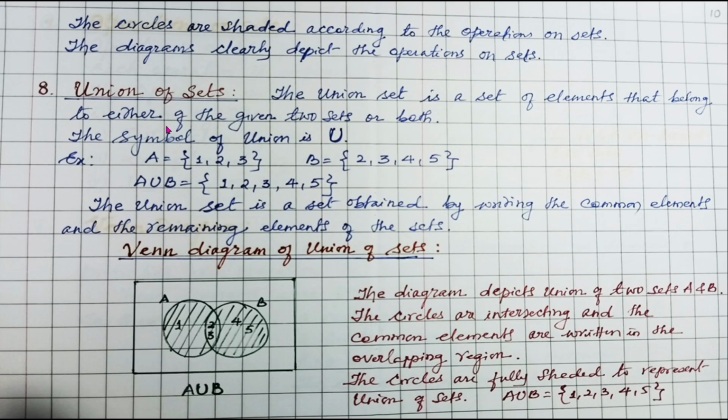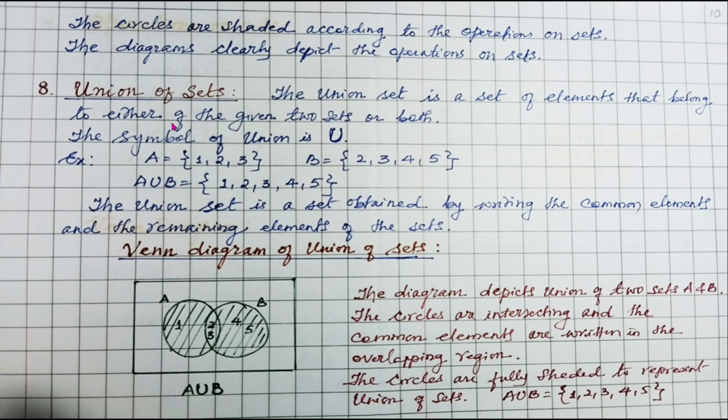Now the first important operation is union of sets. The union set is a set of elements that belong to either of the given two sets or both. The symbol of union of sets is U.